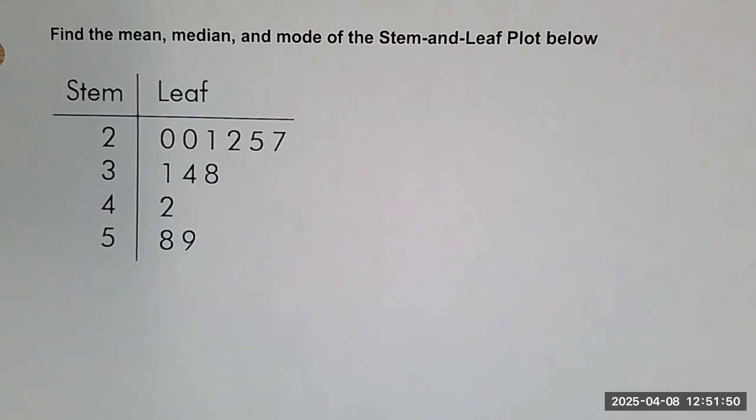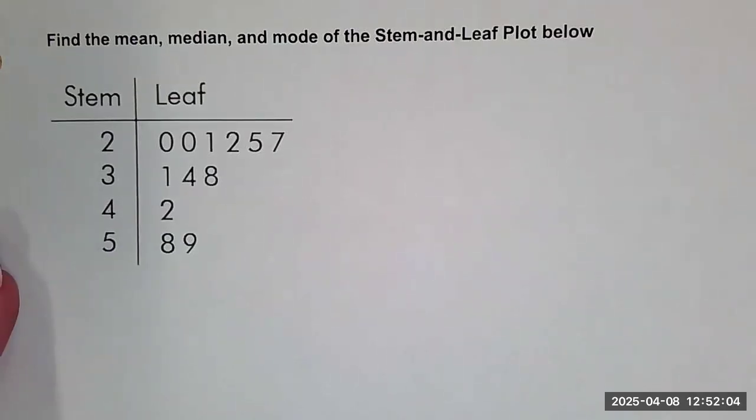If I have to write down the next 3 numbers in the list, what am I going to write? 38. You got it. So that's what we're going to do. You're just taking the stem and you're sticking the leaf on the end of it. That's going to make our number.